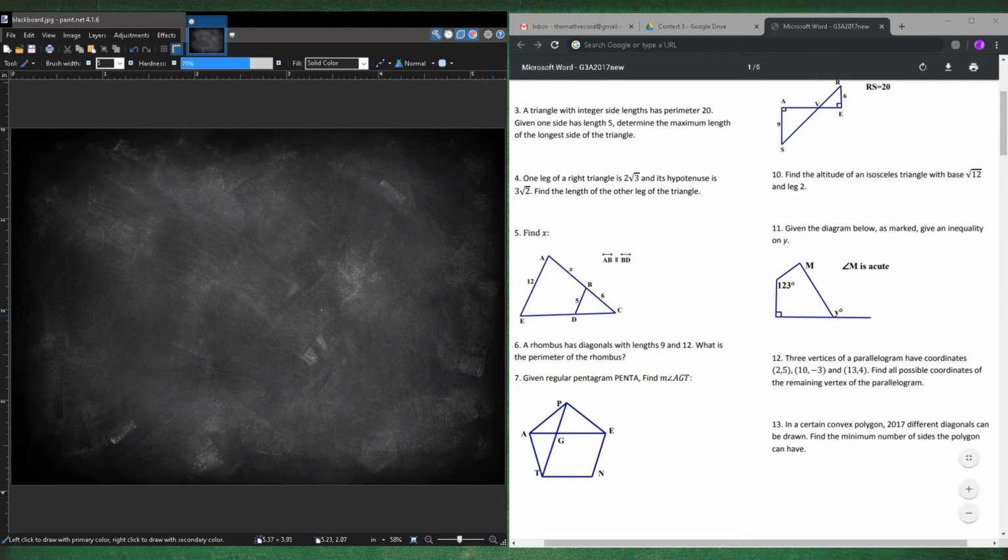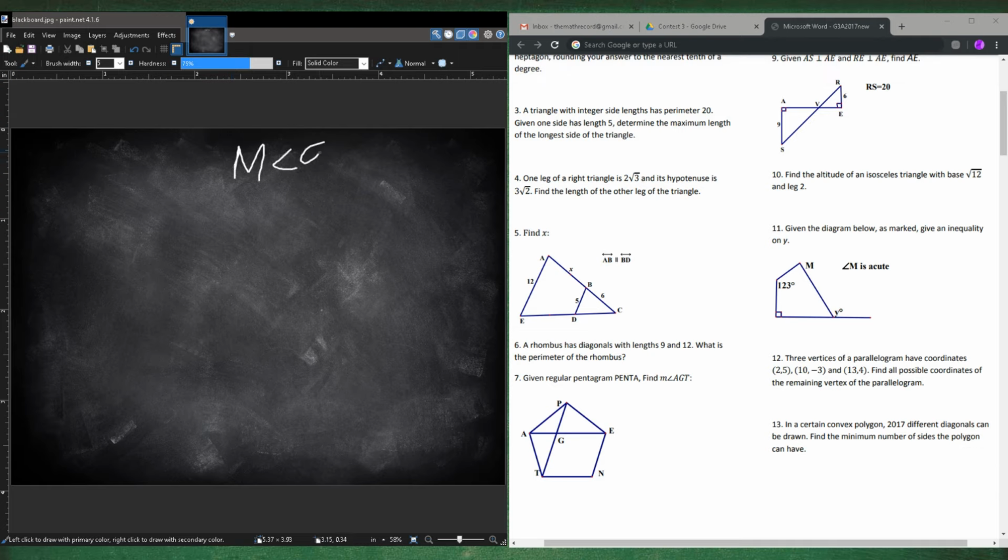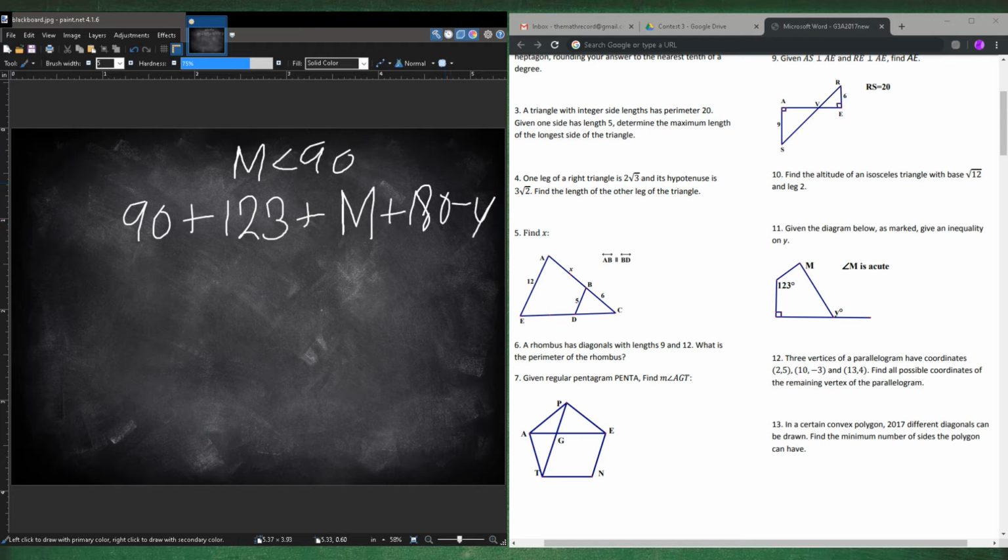Number 11. Given the diagram below as marked, give the inequality of y, where angle M is acute. So angle M has to be less than 90 degrees. That's what it tells us. Since this is a quadrilateral, and this is a right angle, 90 plus 123 plus angle M. Since this is a straight line, this angle has to be equal to 180 minus y, because 180 minus y plus y is 180.